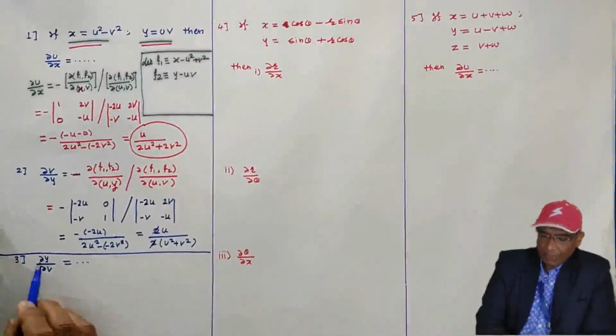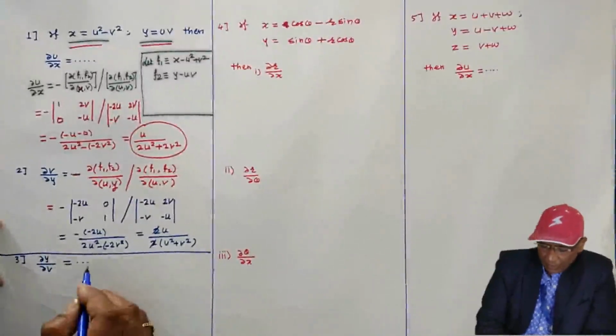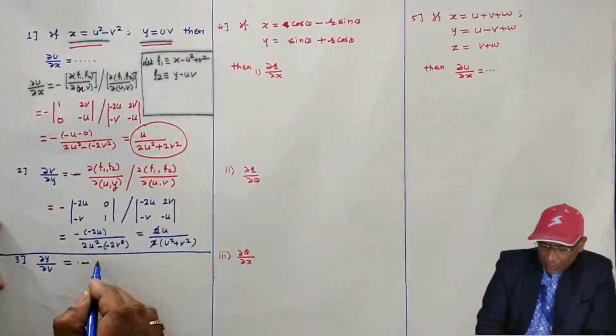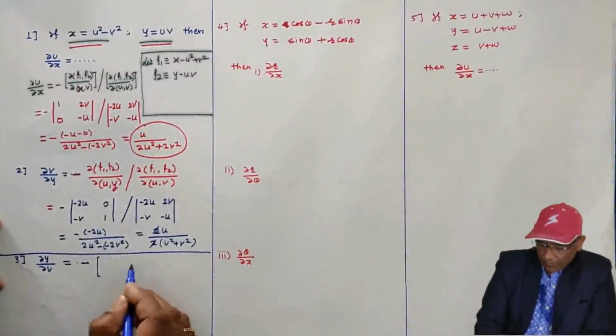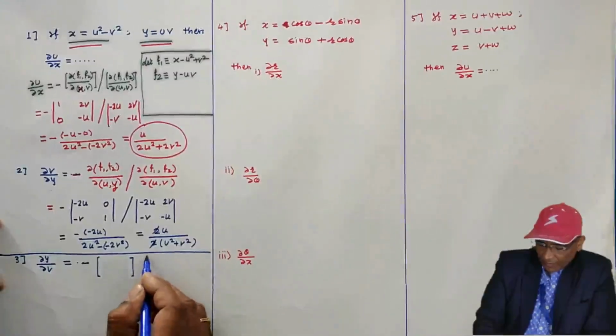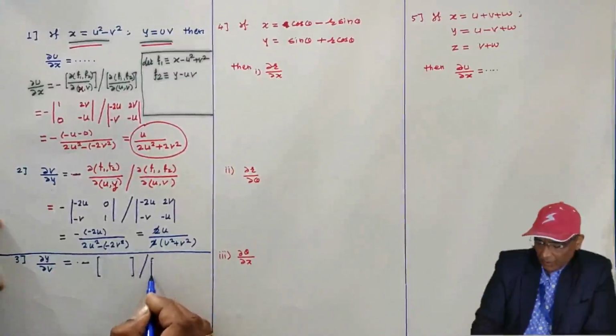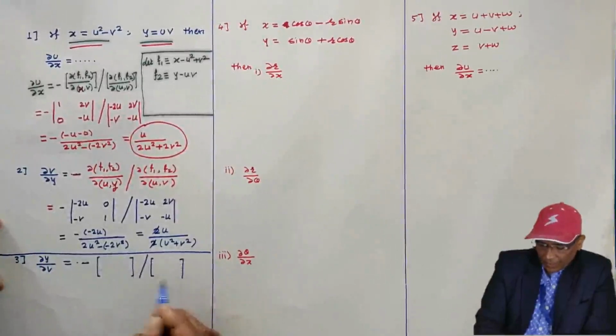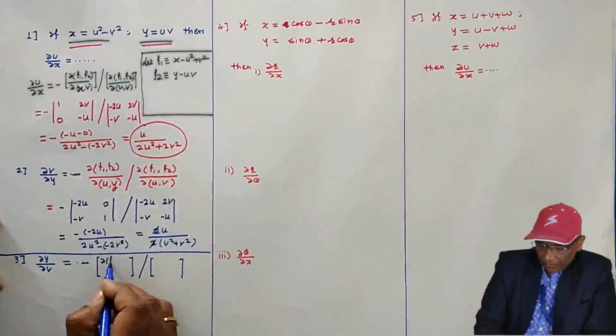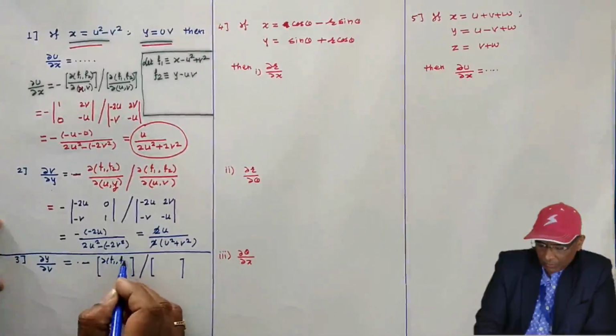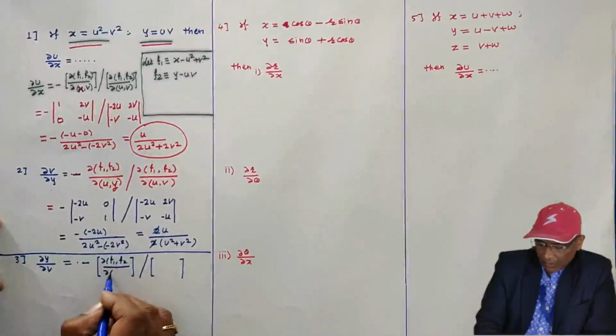Now find del y by del v. How do you write the formula for this? Numerator Jacobian divided by denominator Jacobian, del f1, f2. Here I am writing the Jacobian.